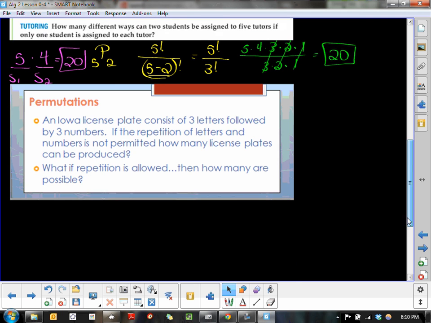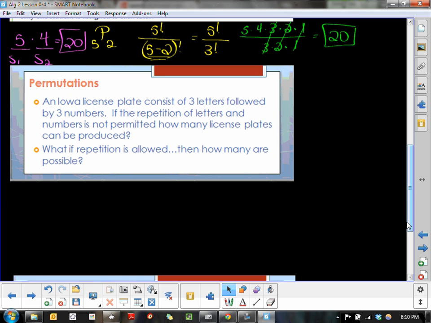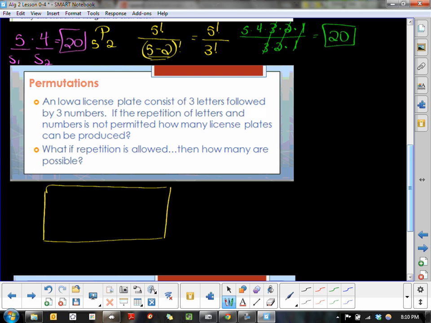We have a few more examples here to look at permutations. An Iowa license plate consists of 3 letters followed by 3 numbers. If the repetition of the letters and numbers is not permitted, so we're not going to have repetition, how many license plates can be produced? So I'm going to write a representation of a license plate. This imagery, this picture, and how I write this helps me out a lot. I'm going to have 3 here, and 3 other things here, because as it reads, the Iowa license plate consists of 3 letters, so these first 3 are letters, where the last 3 are numbers.